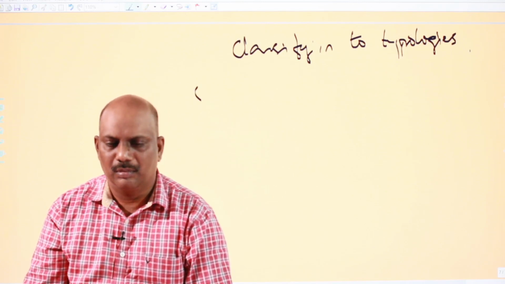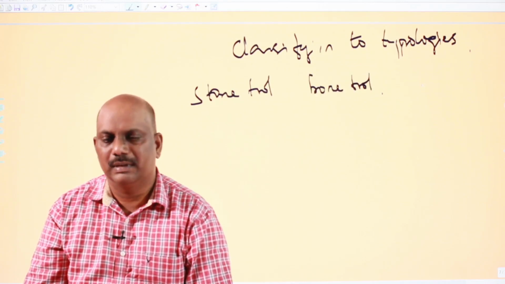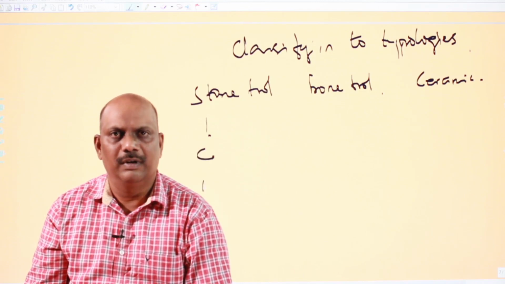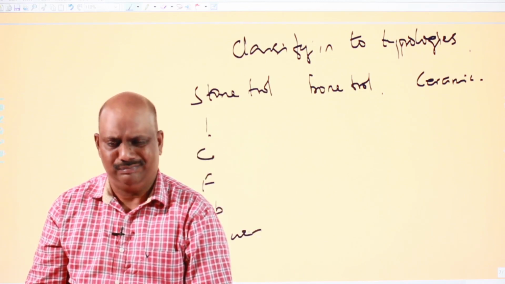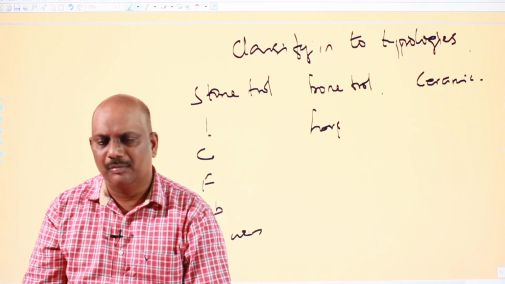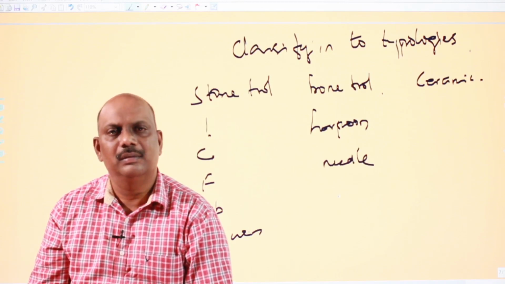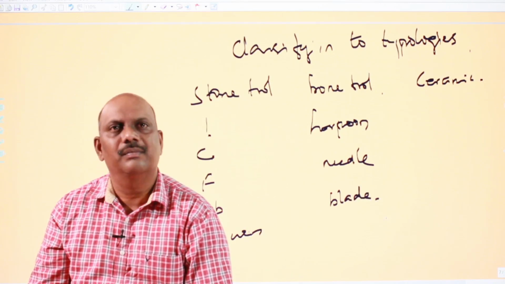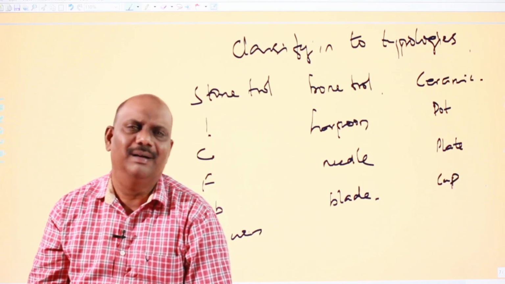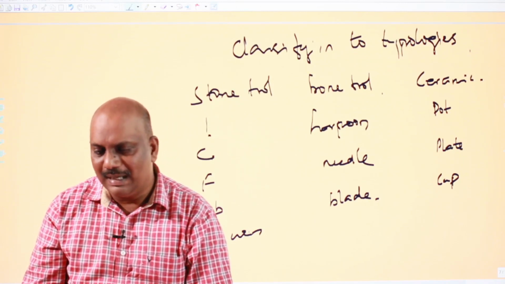So stone tool, bone tool, ceramic. Under the stone tool: core tool, flake tool, blades, burins. Under bone tool: harpoons. What is a harpoon? We'll be discussing shortly. Needle. Blade. Here, pot. Plate. Cup, etc. So after classifying typologies, we can place them into context.